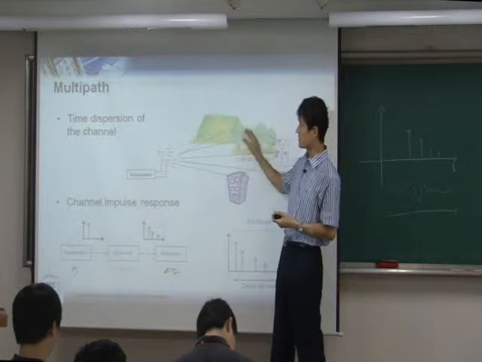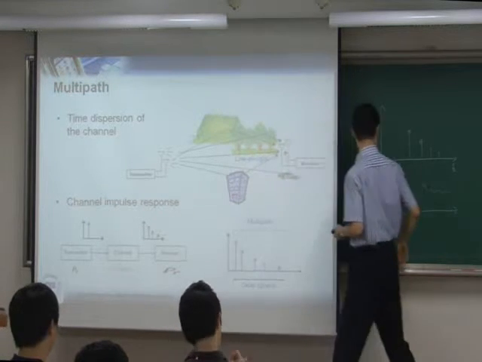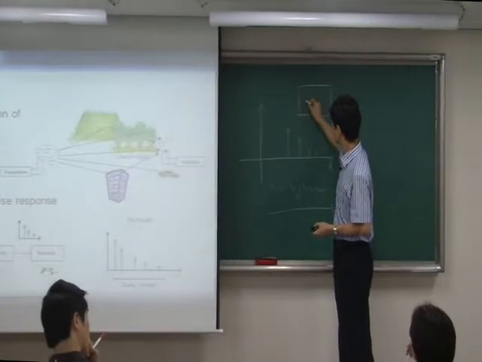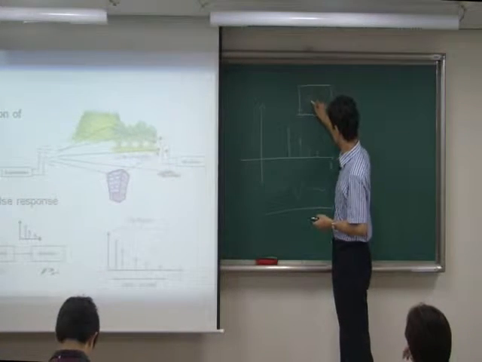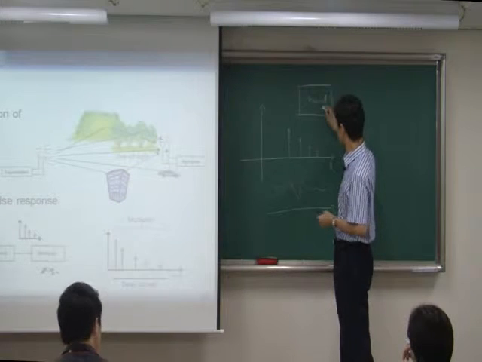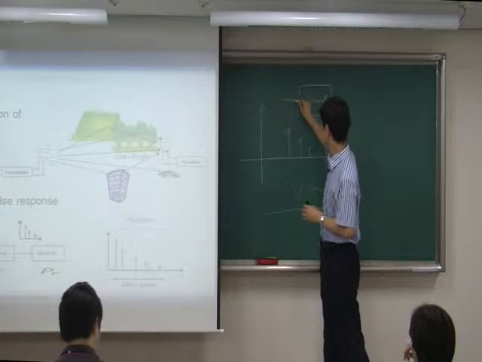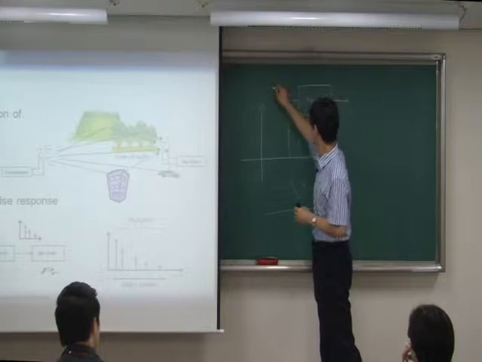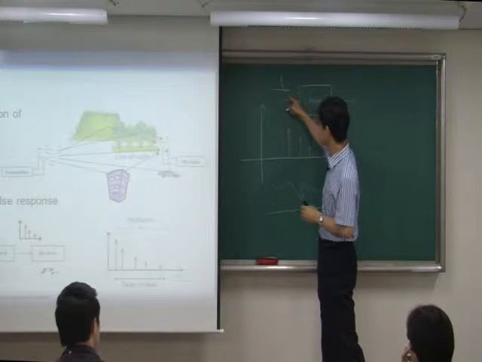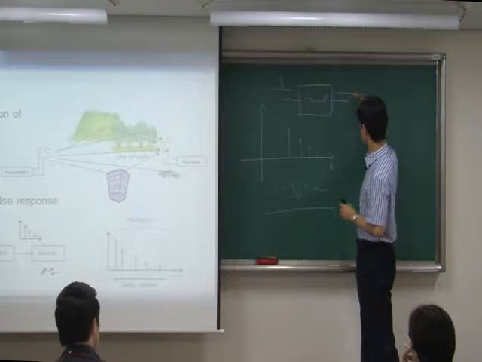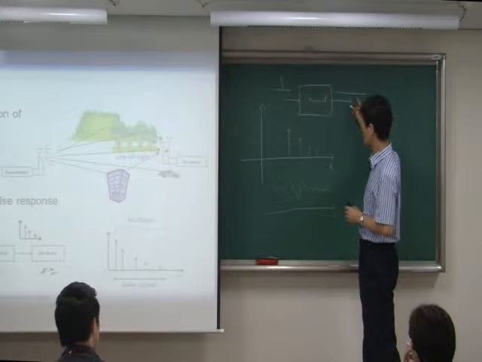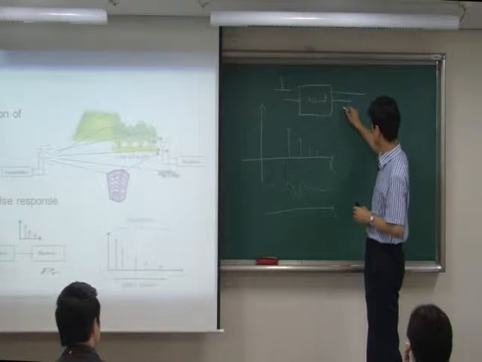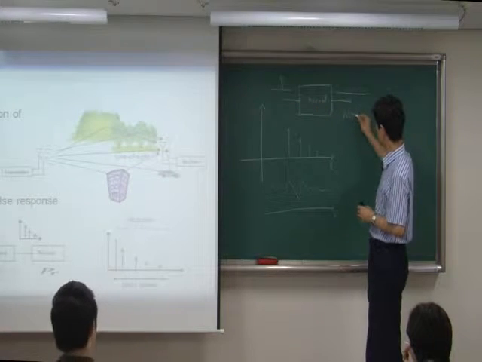We have a black box, right? Let's draw it here. You have a black box here. In our case, it's a channel, but whatever it is doesn't matter. This is the input, this is the output. We use an impulse at the input, right? Then we will receive something. And this one, the output when the impulse is used as input, we call the impulse response, right?